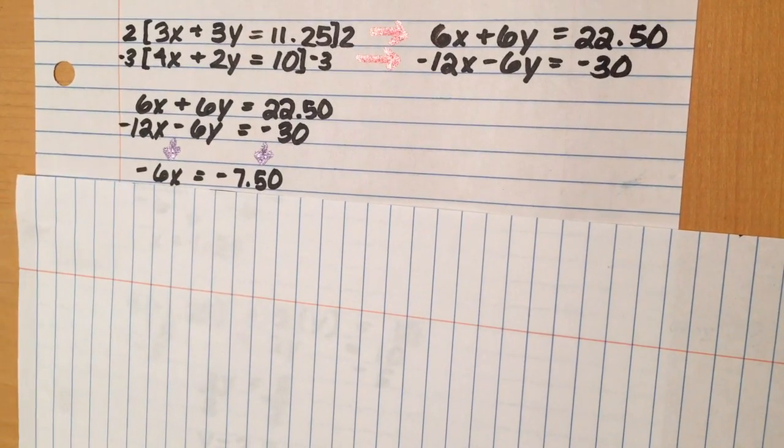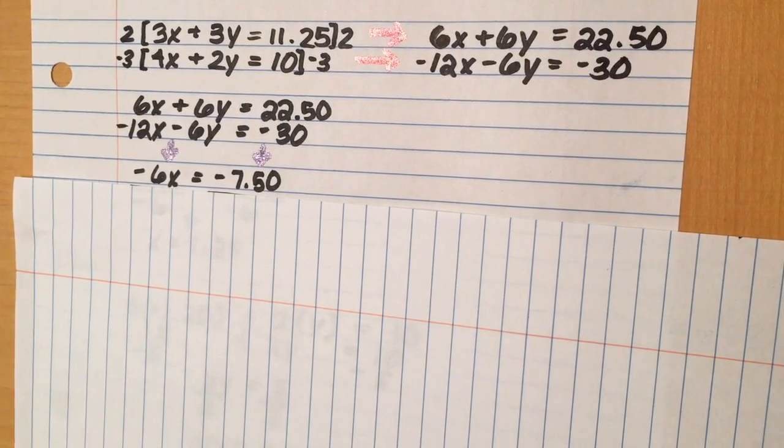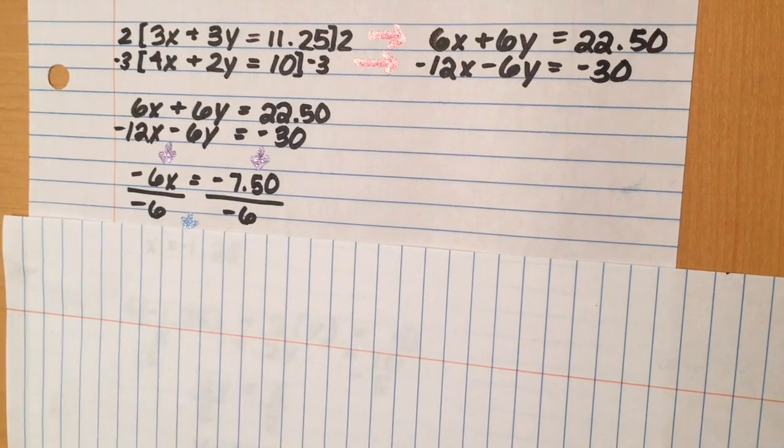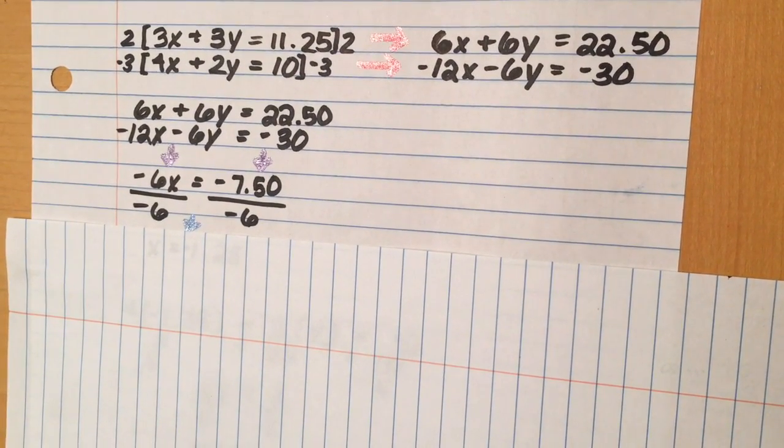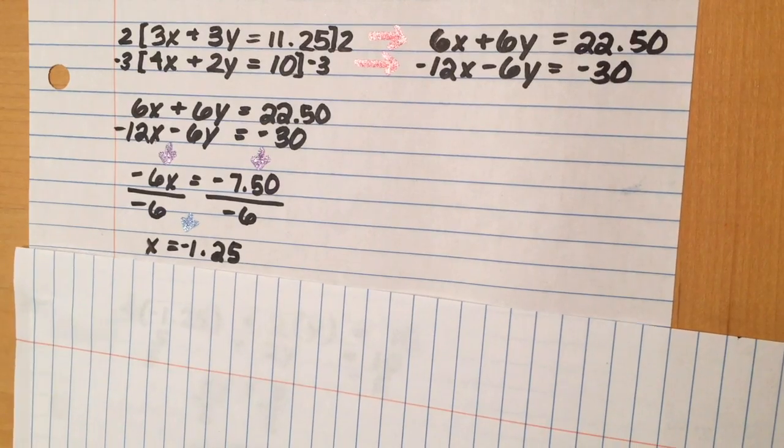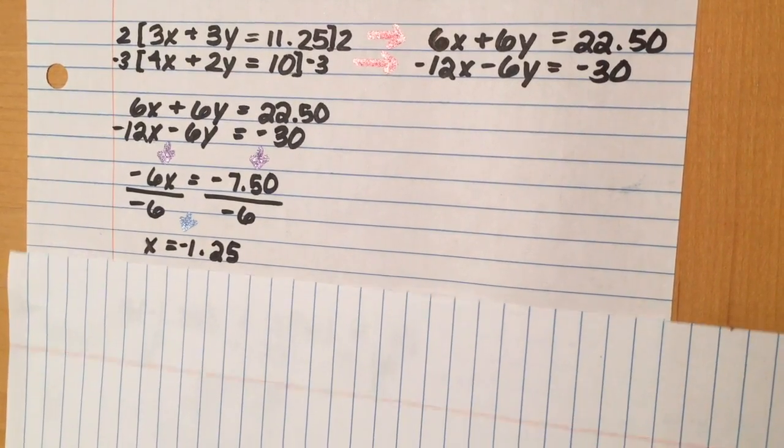You are going to get negative 6x equals negative 7.50. Then divide by negative 6 to get x by itself. Your final answer is x equals negative 1.25.